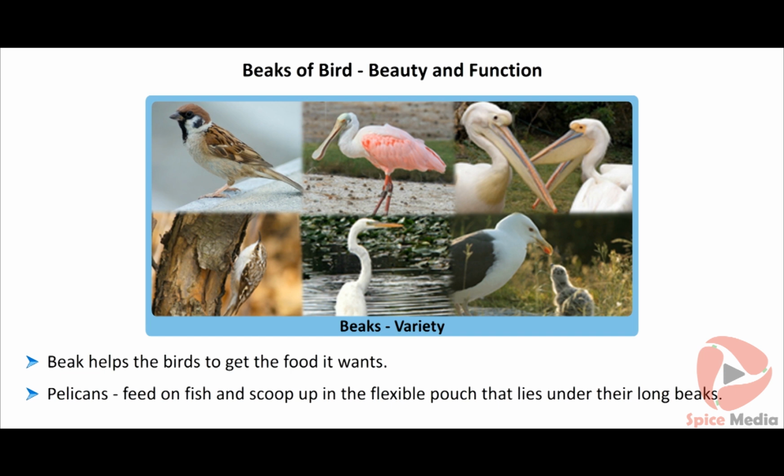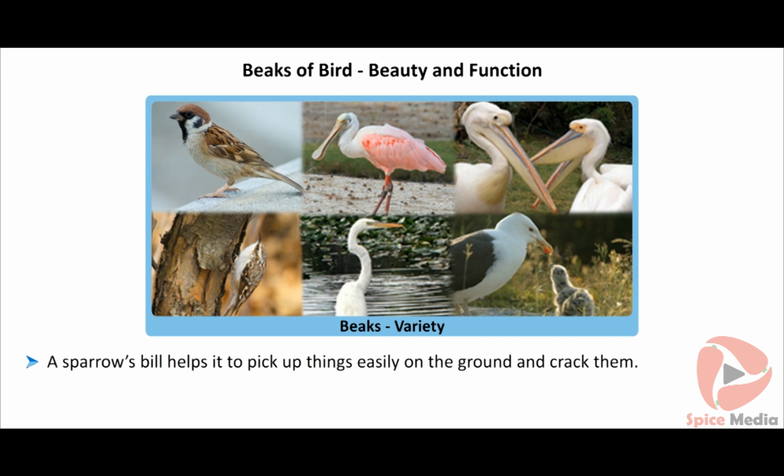Pelicans feed on fish which they scoop up in the flexible pouch that lies under their long beaks. A sparrow eats seeds it finds on the ground. Its bill helps it to pick up things easily and crack them. A heron gets its food found in water. It lifts fish out of water and swallows them. Thus, it has adapted its beak for fishing.